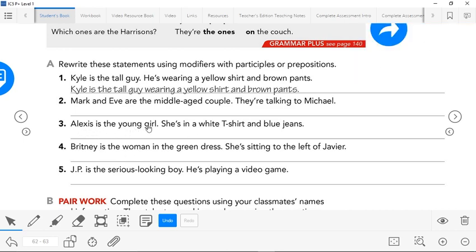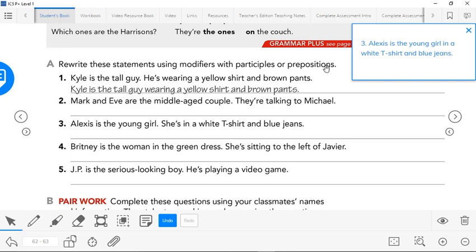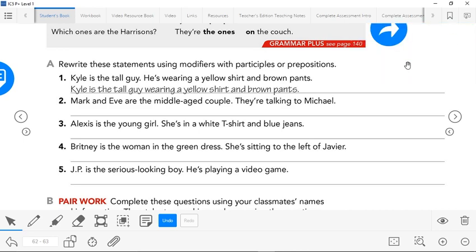Alexis is the young girl. She is in white. She's in a white t-shirt and blue jeans. So obviously, Alexis is the young girl in a white t-shirt and blue jeans. Very good. Number 4.